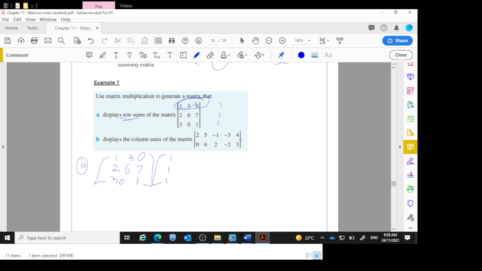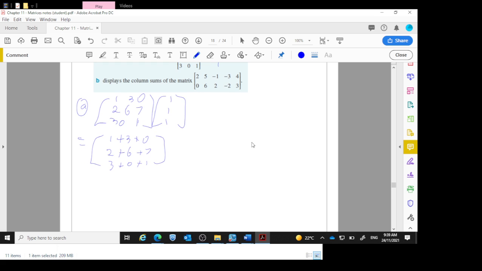If we times it by 1, 1, 1, because there's 3 numbers, that will add it up, because it's going to be 1 times 1 plus the 3 times 1 plus the 0 times 1. And then the next row, which is 2 times 1 plus the 6 times the 1 plus the 7 times the 1. And then the third row, which is 3 times 1 plus 0 times 1 plus 1 times 1. And that just adds up the rows. So we've got 4, 2 plus 6 is 8, 8 plus 7 is 15, and 3 plus 1 is 4.